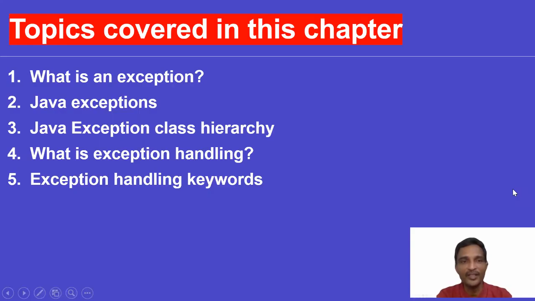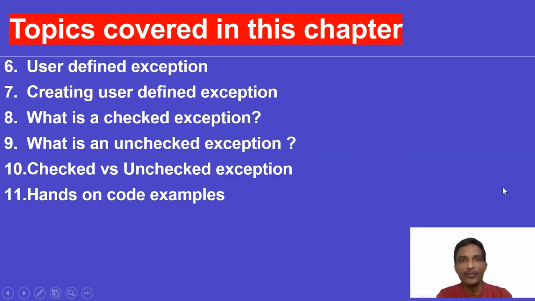After that, we will understand the meaning of what is exception handling, followed by the meaning of exception handling keywords along with their syntax and usage. Later, we'll see the meaning of user-defined exception along with the hands-on code example of creating and using a user-defined exception. After that, we will see the meaning of checked exception and unchecked exception, followed by the differences between checked and unchecked exception along with the hands-on code example.